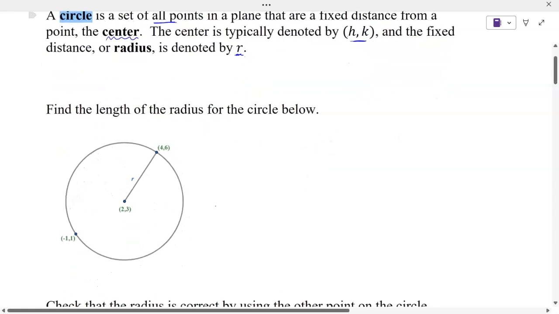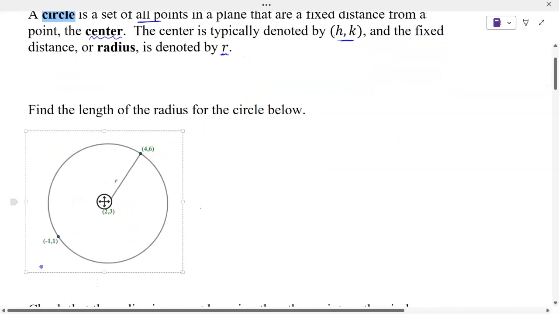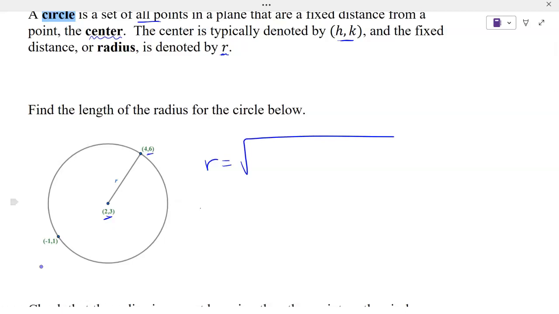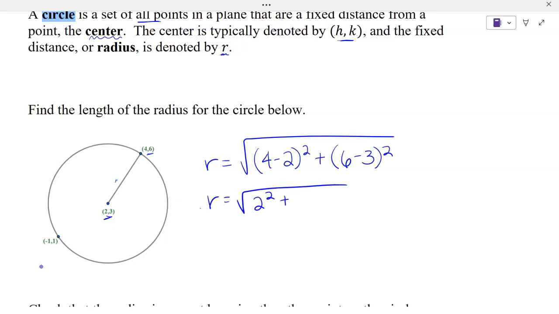And so here they've asked us to find the radius of this particular circle. We're given the center and we're given a point on the circle. So we can use the distance formula to find the radius. So we're just saying radius here equals the square root, and we'll do the difference in the x values, so just 4 minus 2 squared, plus the difference in the y values, which is just 6 minus 3 squared. And so we end up getting 2 squared plus 3 squared, which is just going to be the square root of 4 plus 9, which is just the square root of 13.